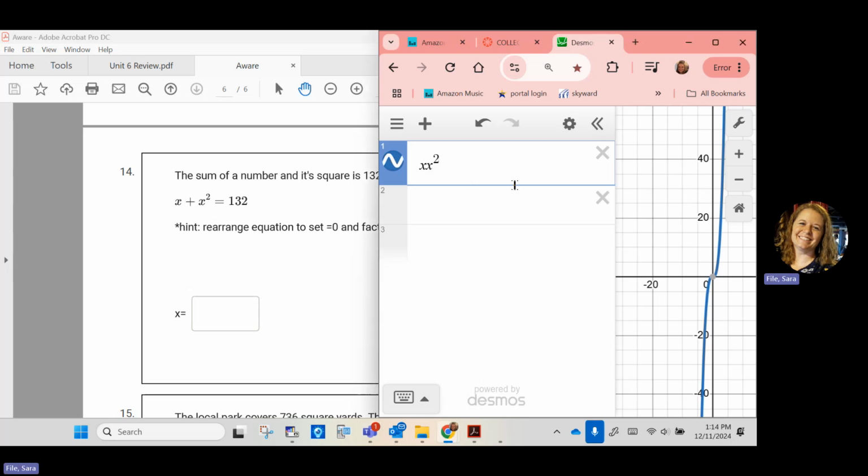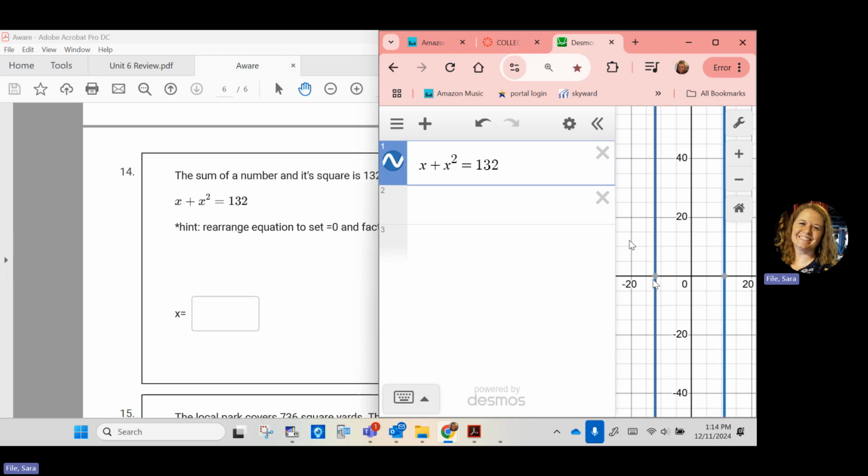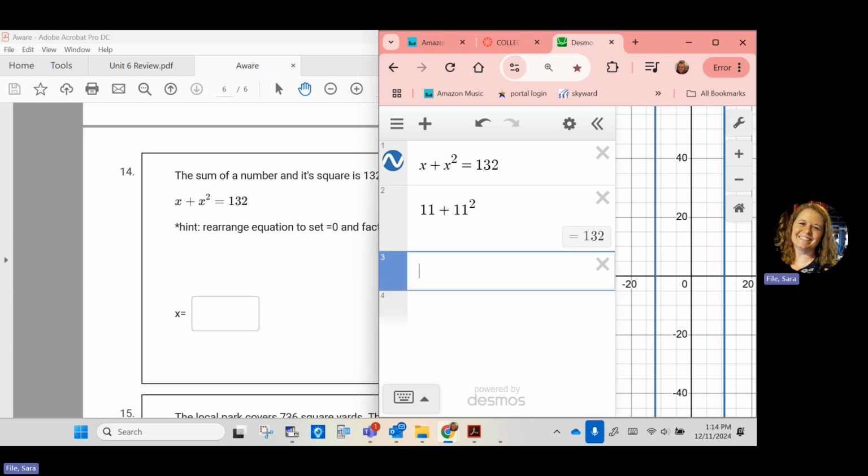So you can type x plus x squared equals 132. It's not going to graph the parabola, but it graphs the x-intercepts, which are negative 12 and 11. And if you're not sure, is that what it's supposed to be? Plug the numbers into this equation and see if they work. So does 11 plus 11 squared actually equal 132? Yes, it does. Does negative 12 plus negative 12 squared actually equal 132? Yes, it does. So those solutions are correct.